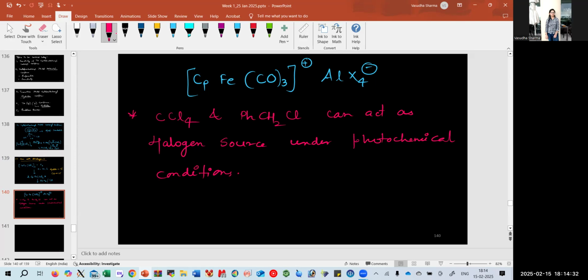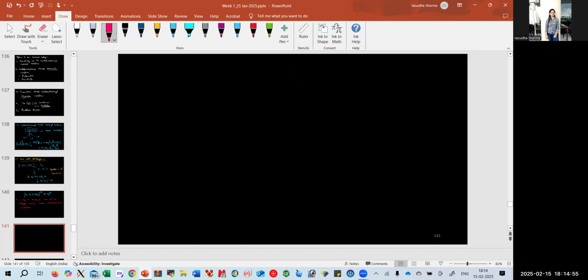So this was one such reaction where we have seen how it reacts when it is being treated with Lewis acids, and when it is being treated with halogens. And whenever we have a possibility of replacing a halide with the carbonyl, how the positive charge comes onto your coordination sphere. So moving ahead, like in case of ferrocene, we have other complexes also.